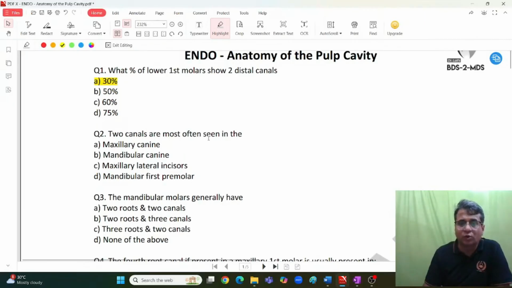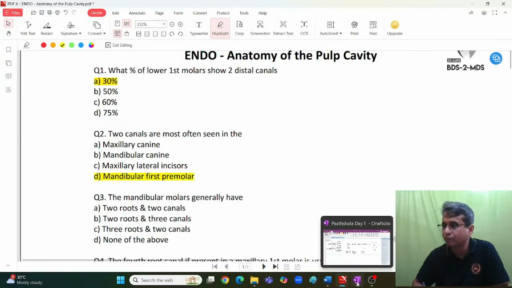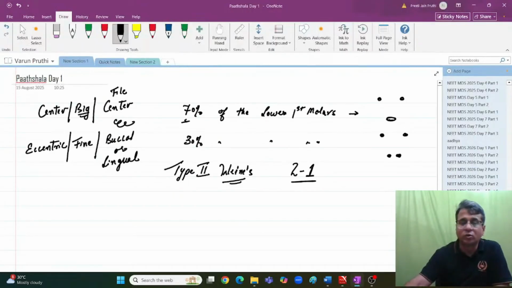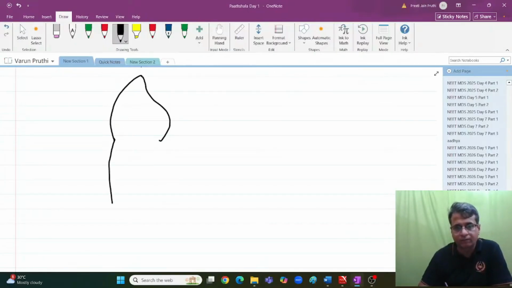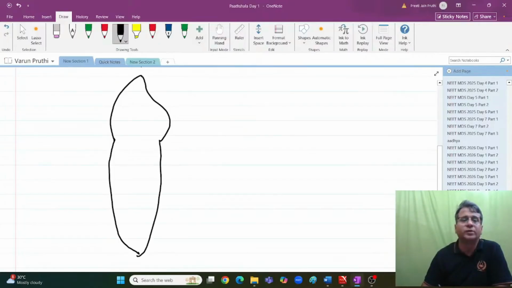Two canals are most often seen in: maxillary canine, mandibular canine, maxillary lateral incisor. Answer should be D, mandibular first premolar. Over here, mandibular first premolar should be the answer. Look, in case of mandibular first premolar, many a time the type 4 pattern is very common.